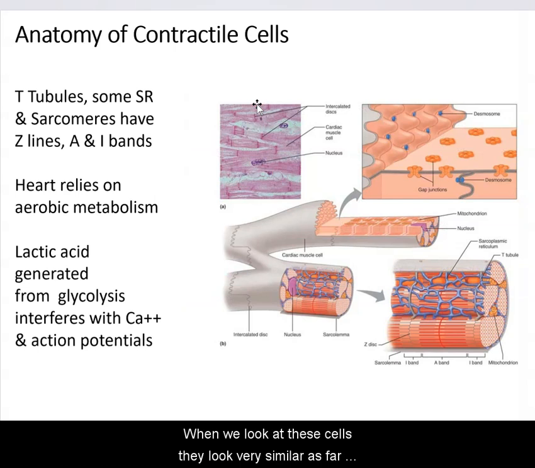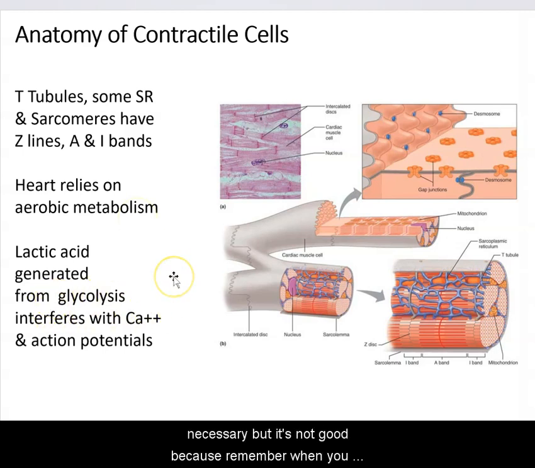When we look at these cells, they look very similar as far as you have your T-tubule, you do have some SR, not as good as skeletal muscle. You might remember that the SR stored, do you remember what? Calcium, good, so it stores calcium. Skeletal muscle has a lot better developed SR, so cardiac muscle is more dependent on blood calcium. It has sarcomeres, it has actin-myosin, similar structure of the sarcomere, but the heart relies on aerobic metabolism.